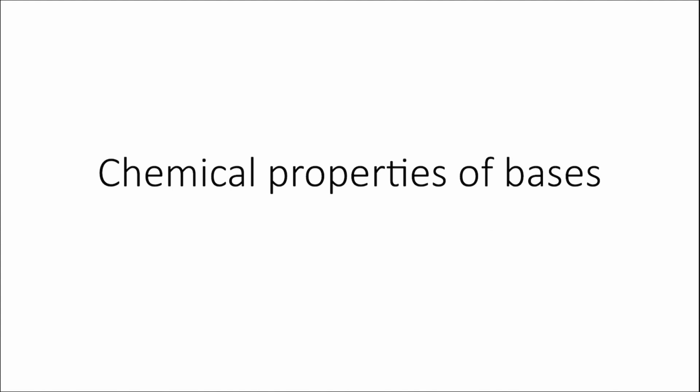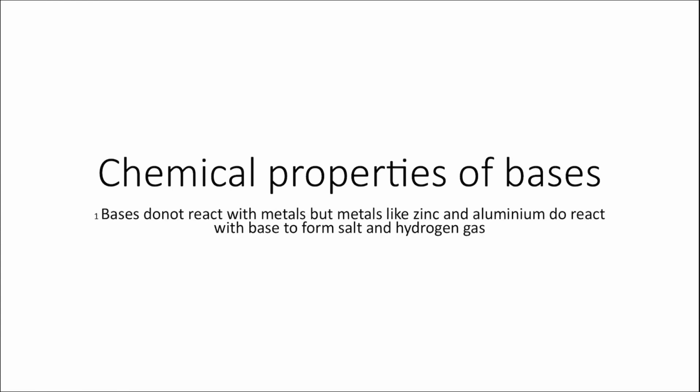Hello students. In today's class our first topic that we'll be discussing is going to be chemical properties of bases. The first chemical property of base is a reaction of base with a metal. Bases generally do not react with metals, but there are two metals like zinc and aluminium that do react with base to give you salt and hydrogen gas. Let us look at the reaction of zinc and aluminium with a base like NaOH.